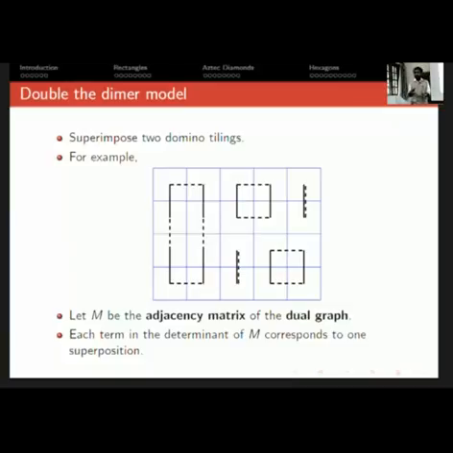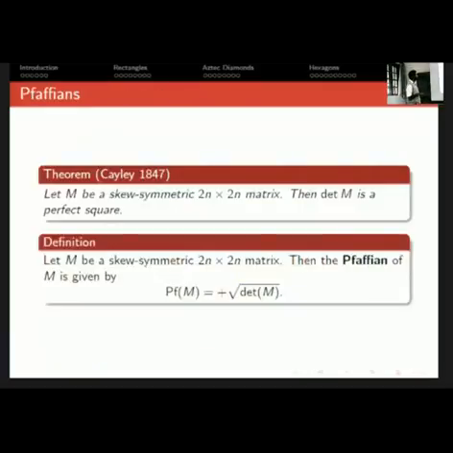But when I superimpose two domino tilings, this is the key idea, I get a bunch of cycles. So this is one cycle. In case I choose the same domino from both, I get the same cycle, so I've drawn it that way. So a superposition can be decomposed into a bunch of disjoint cycles. That's the key idea. And now, based on what I said about the determinant, this should help you do something.